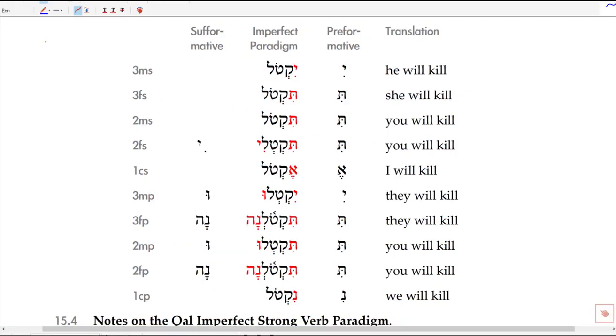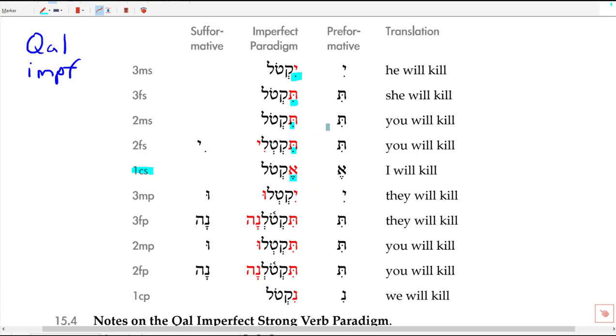So remember that this chart shows the imperfect forms for the qal imperfect. And let's review briefly the vowels for the qal imperfect. So the prefix vowels are going to be hireq. So we see the prefix vowel here, hireq. The only exception is for the first common singular, where we have a segol. And all the rest of them are going to be hireq.